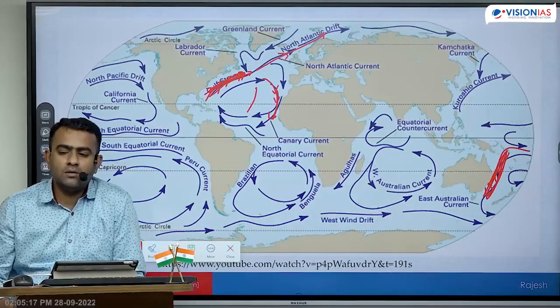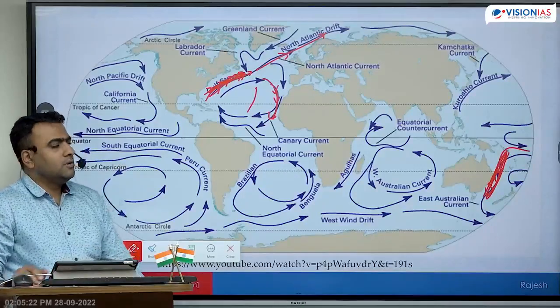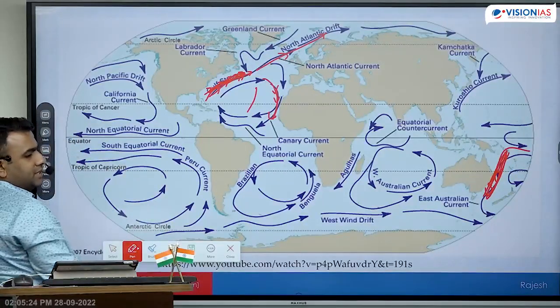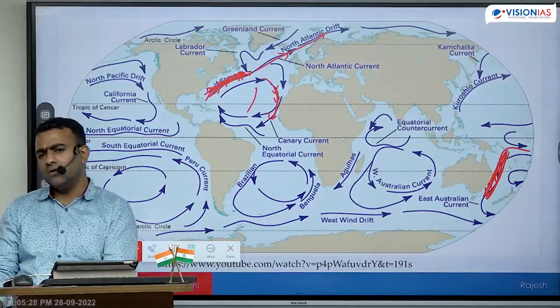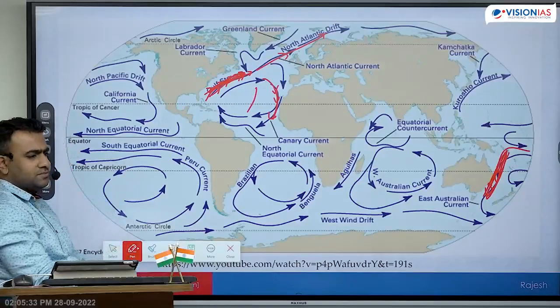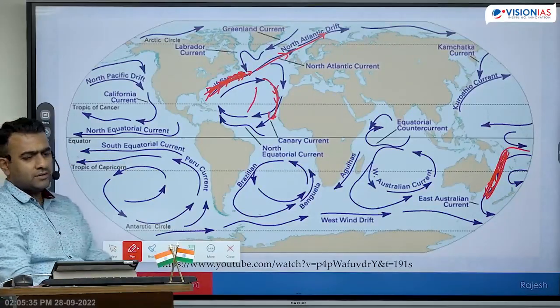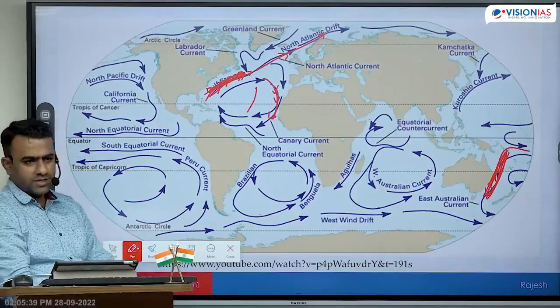Over long distances. So there are two types of ocean currents. Okay, which ones? Warm current and cold current. So it's obvious, warm currents stay warm and cold currents stay cold. But other than that, there is another important difference between them.